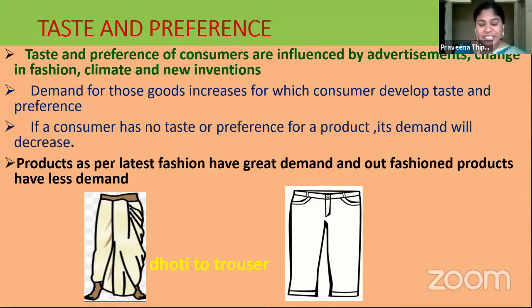If you look at this, earlier people used to wear dhotis, but due to change in fashion, many people stopped wearing dhotis. Now most of them prefer to wear trousers or jeans, isn't it, children? So the taste and preference of the consumer is a very important factor which determines the demand of a commodity.